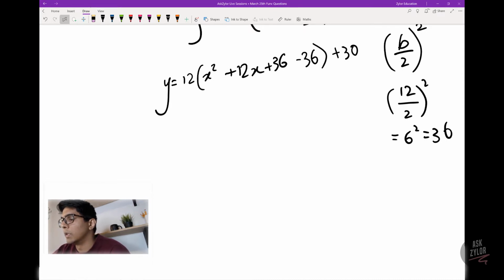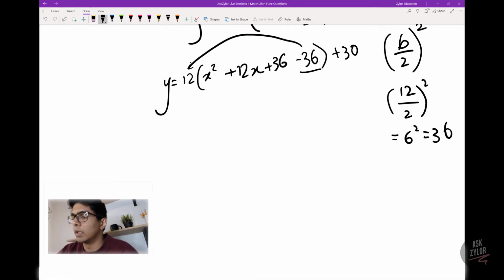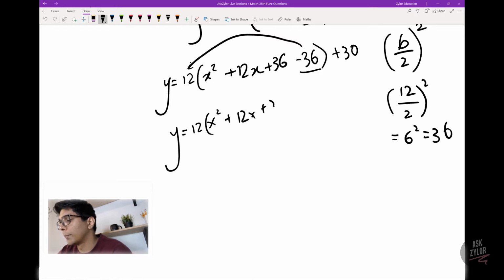So the next step is to get rid of the negative 36 by getting it outside the bracket. So negative 36 times 12, so I only have my positive 36 inside. Negative 36 times 12 is going to be negative 432, plus 30, and that simplifies to negative 402.